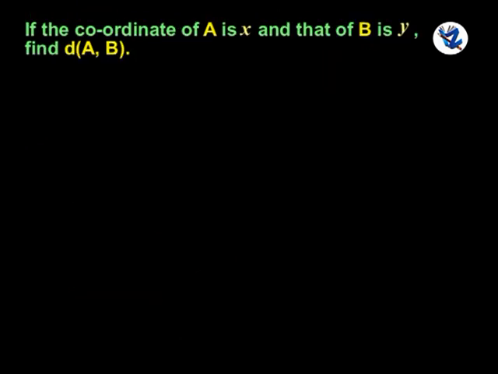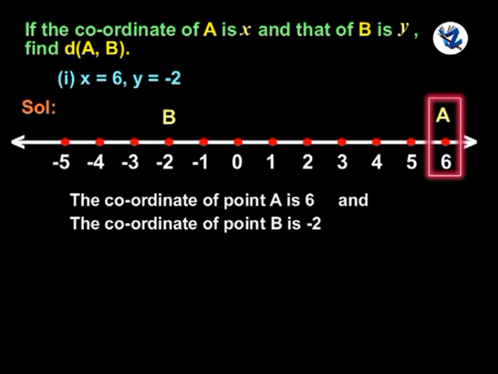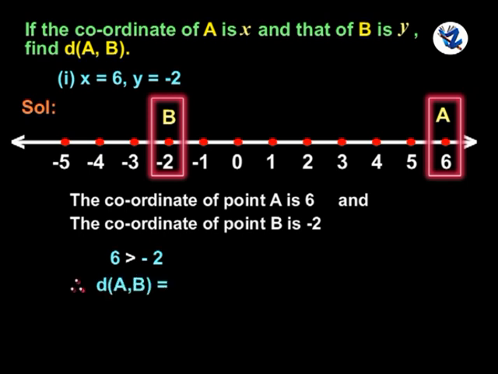Next question. If the coordinate of A is x and that of B is y, find distance AB. Here x is equal to 6 and y is equal to minus 2. The coordinate of point A is 6 and the coordinate of point B is minus 2. 6 is greater than minus 2. Therefore, distance AB is equal to 6 minus (minus 2), which is equal to 6 plus 2, which is equal to 8.